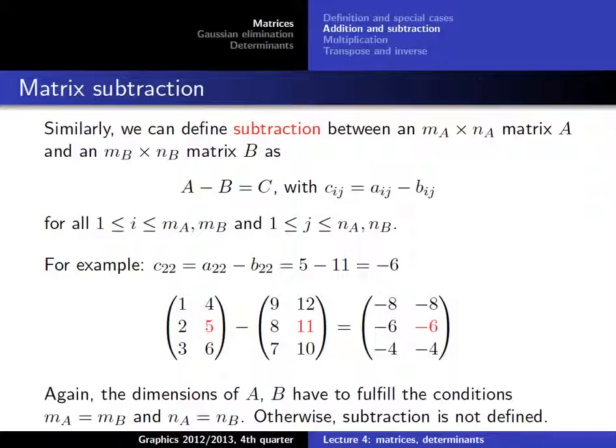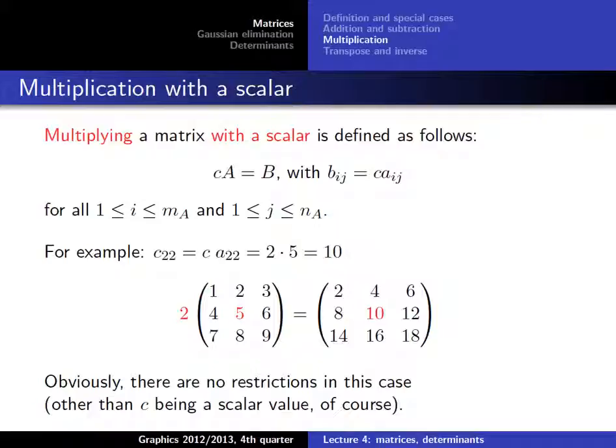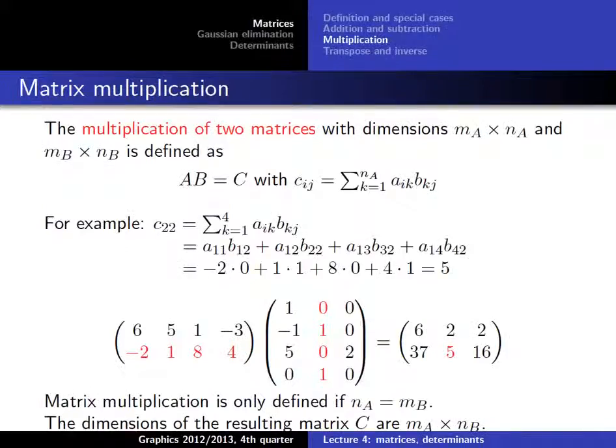It's defined in the same way as addition, only that we subtract the values. And then, of course, we also have the multiplication with a scalar value, which is similar to the vector case, where we just multiply each coefficient of the matrix with this scalar value. So, for example, if we have the value 5 here, and we multiply it with the scalar value 2, then it becomes 10, and all other values, for example 1 becomes 2, are also multiplied with the scalar value. So again, this is a pretty simple and obvious definition.